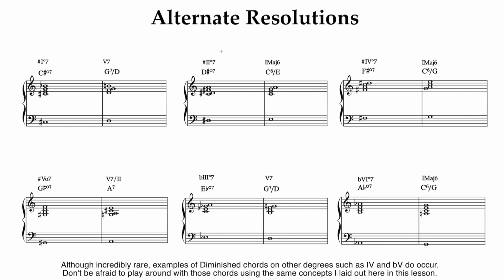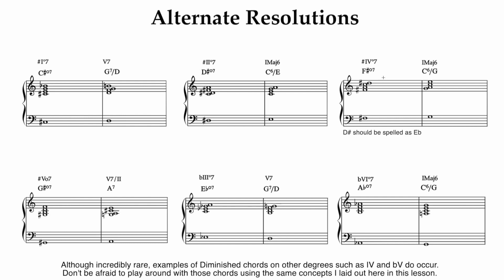The sharp 2 diminished 7, which originally resolved to a 3 minor 7, can resolve to the 1 chord in first inversion. So again, D sharp to E, that bass motion is exactly the same whether it goes to an E minor chord or a 1 major 6 chord in first inversion.